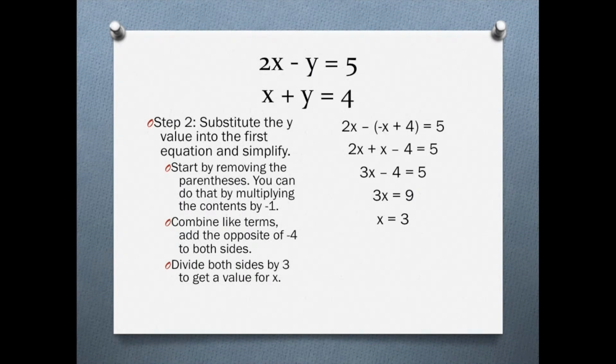Now let's substitute the y value into the first equation and simplify. Start by removing the parentheses. You can do that by multiplying the contents by -1. Combine like terms and add the opposite of -4 to both sides. Then, divide both sides by 3 to get a value for x.